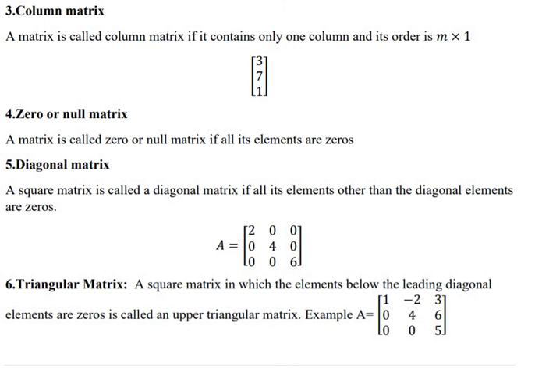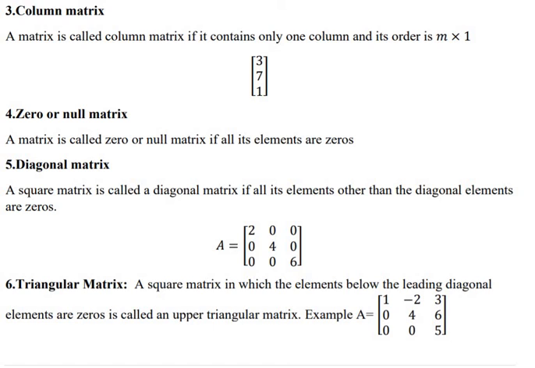Next is a column matrix. A matrix is called a column matrix if it contains only one column and its order is m by 1, where m indicates the number of rows. Here is an example of a column matrix, 3, 7, 1, which consists of only one column and 3 rows. Next is the zero or null matrix.